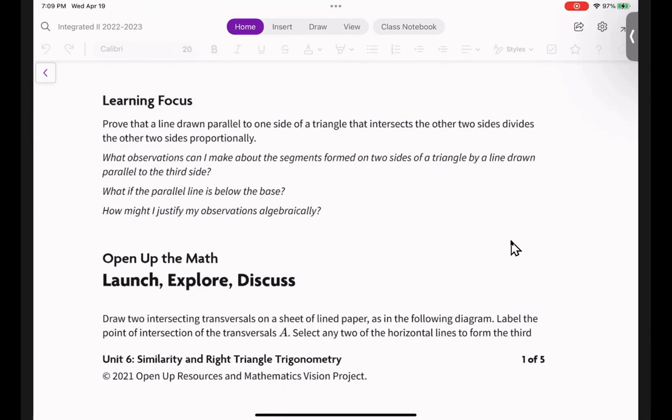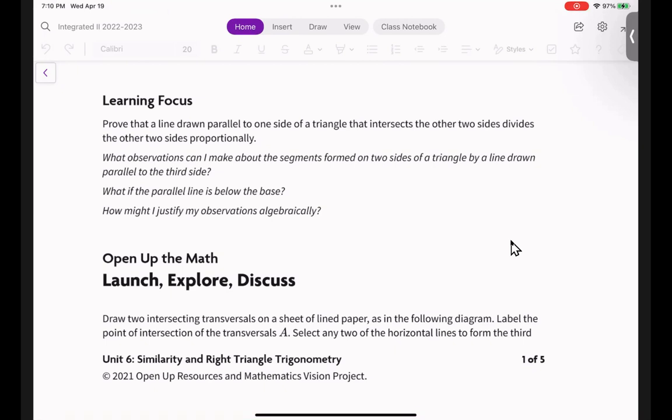So in today's lesson, you're going to be able to prove that a line drawn parallel to one of the sides of a triangle that intersects with the other two sides divides the other two sides proportionally. And you're like, what does that mean? Don't worry, we'll talk about that.